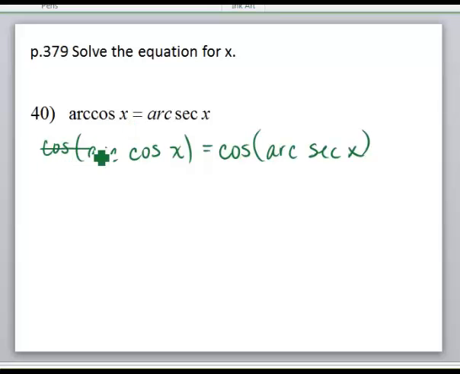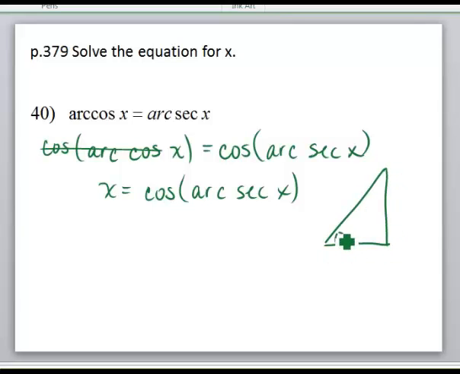So that makes those fall out. So now I have x equals the cosine of arc secant x. Now this is where I'm going to have to use the triangles again to help me figure this part out. So I'm going to say this is theta, and I'm going to figure out, okay, well, secant's 1 over cosine. Cosine's adjacent over hypotenuse, so this is really hypotenuse over adjacent. So when I look at this theta, my hypotenuse would be x, my adjacent would be 1, because this really says x over 1.